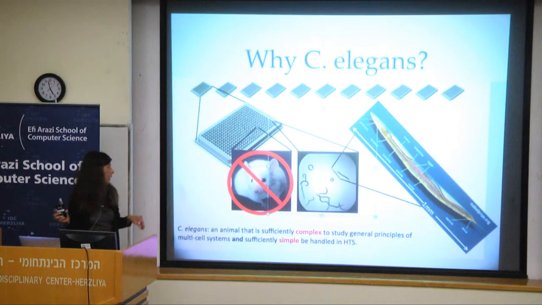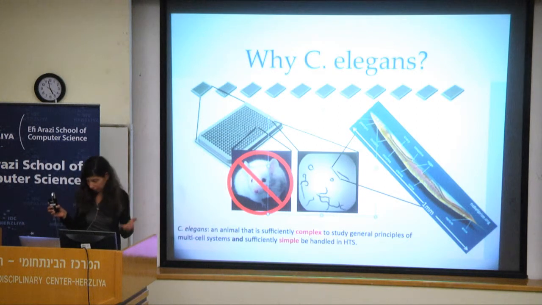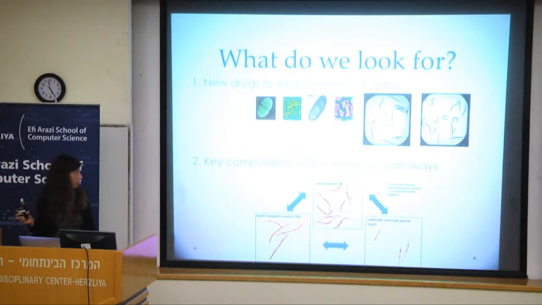So why C. elegans? It turns out that this animal is sufficiently complex to study general principles of multi-cell systems, and at the same time sufficiently simple to be handled in high-throughput screening, that is, microscopy imaging.